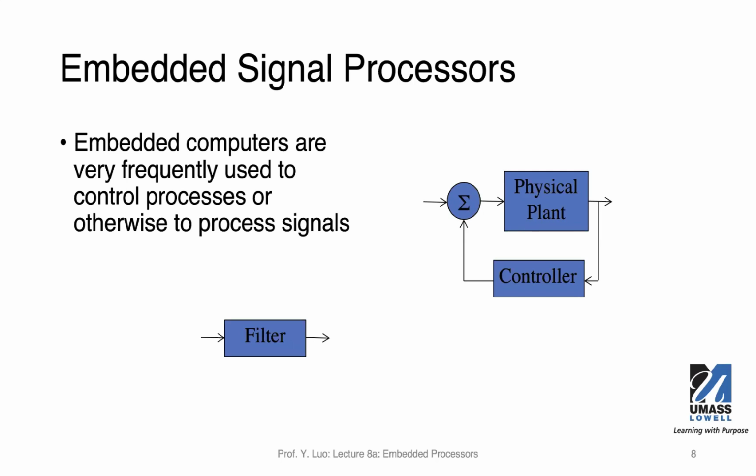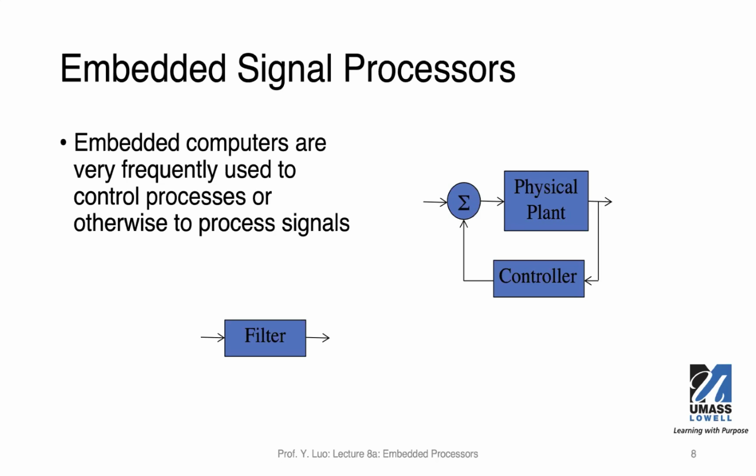So embedded signal processing is very common. It's used in cases to process any signals: sound waves, magnetic waves, or images. And these embedded computers are very frequently used to control a process or otherwise to process signals. There are a lot of different signals coming from the physical world, and from the cyber perspective, we need to, of course, read these signals, feed them into the system, and then be able to process them.